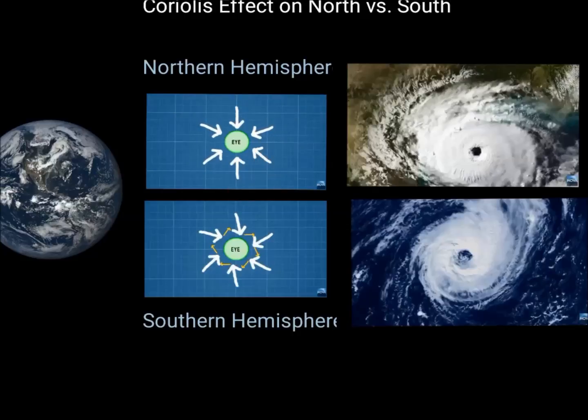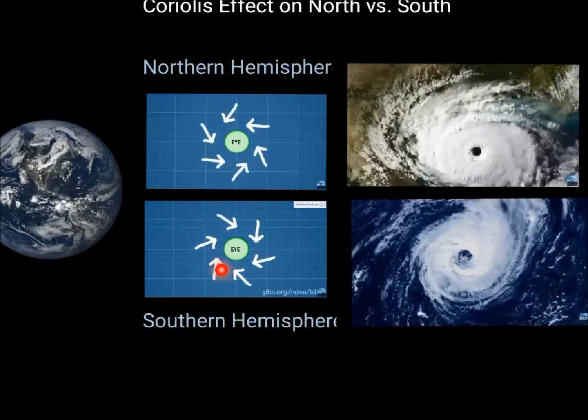So notice here in the northern hemisphere, because of the spin of the planet, things are going to curve off here to the right. In other words, a counterclockwise direction. Now in the southern hemisphere, the opposite occurs. So instead of curving off to the right, it curves off to the left, so we're more of a clockwise direction.